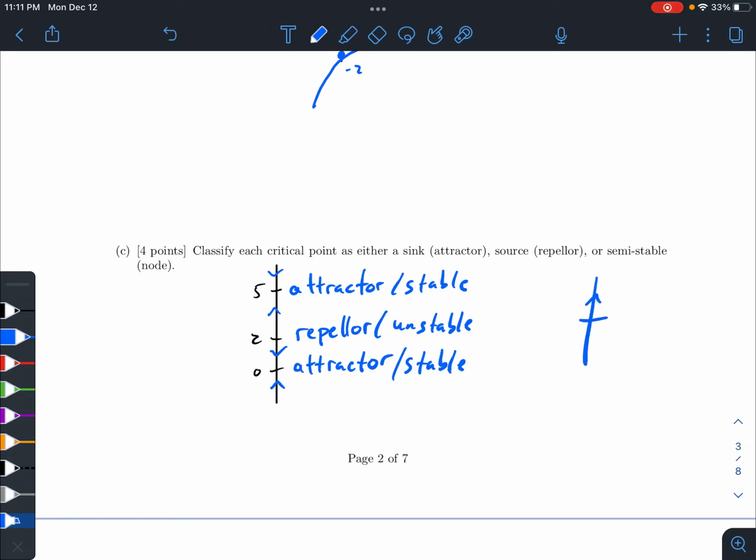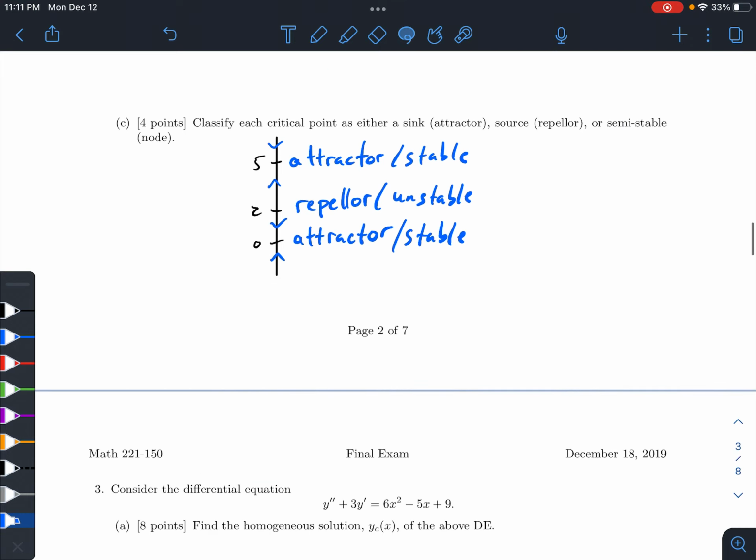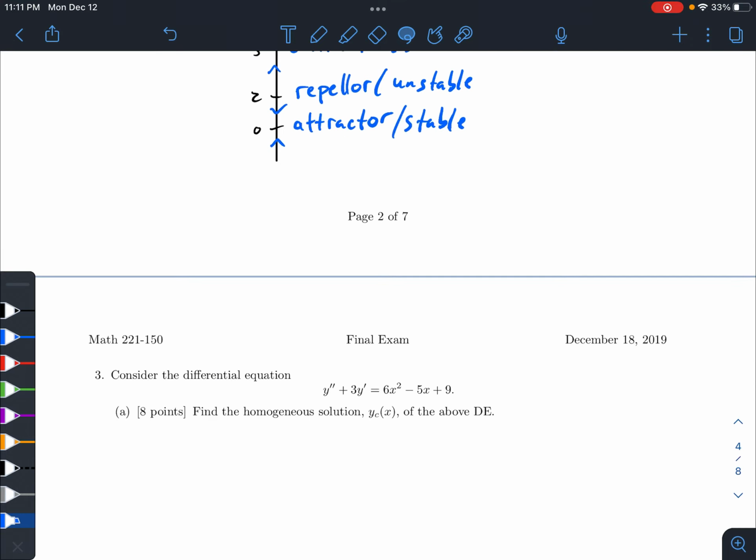If you had something that looked like this or like this, either of these pictures you would call it semi-stable or a node, but there aren't any of those in this picture here, so we'll just get rid of those.